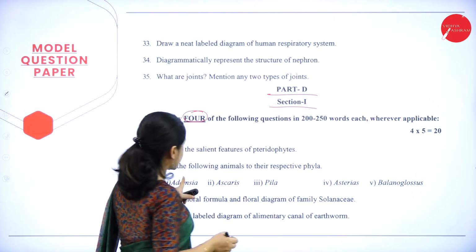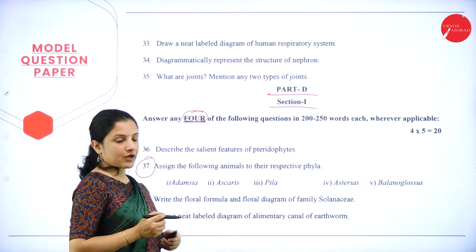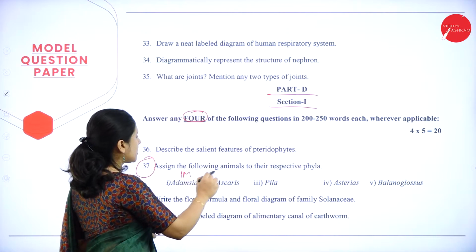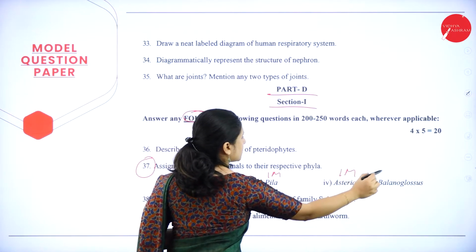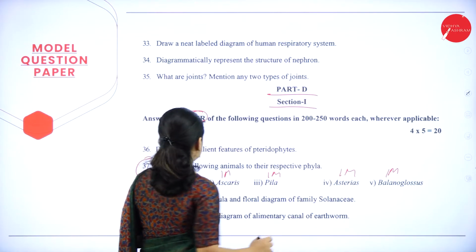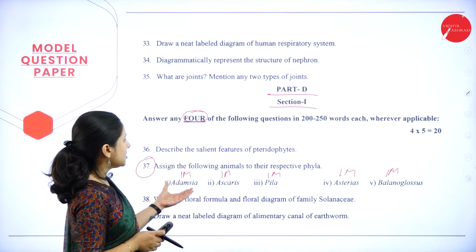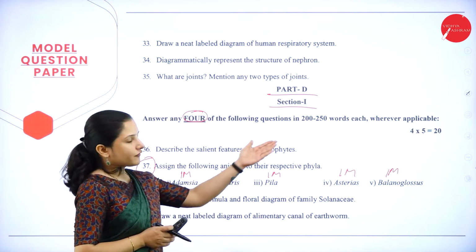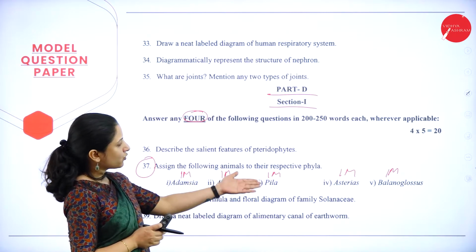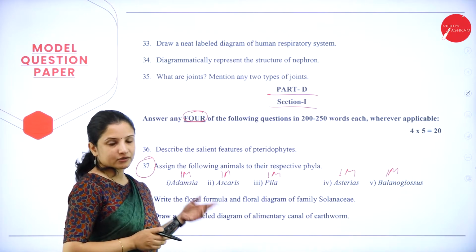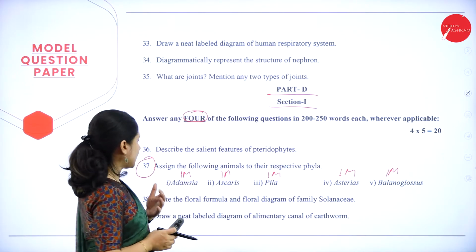They have given the question as assign the following animals to their respective phyla. So this is 1 mark, this one 1 mark, 1 mark, 1 mark, 1 mark. So 1, 2, 3, 4, 5. So if you write the phyla of each of these, you will get 5 marks. If you write only 2, you will get 2 marks. So that is how they split and ask the question. You need to be very, very careful.